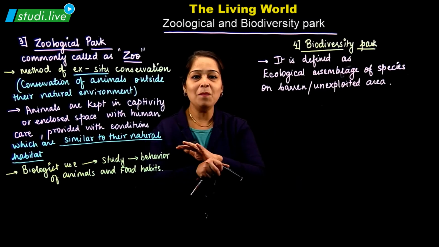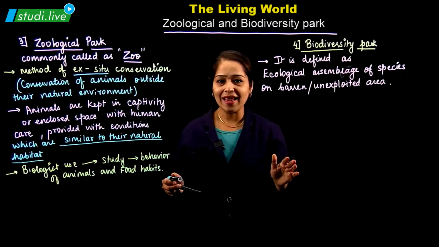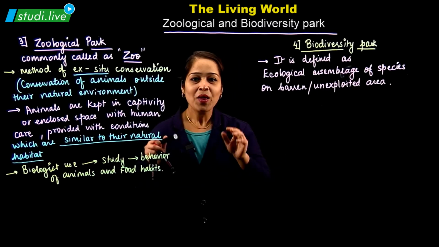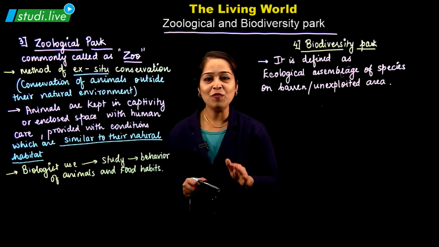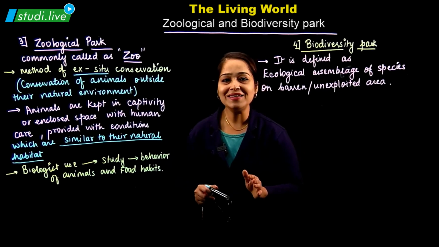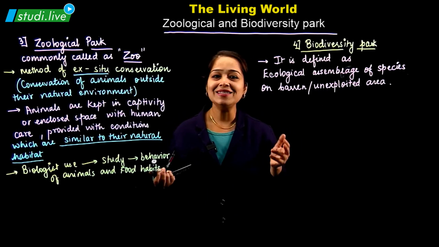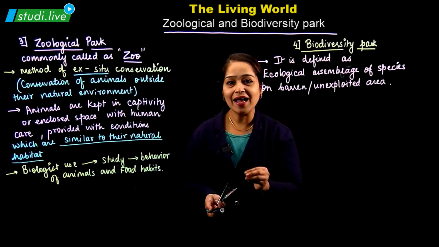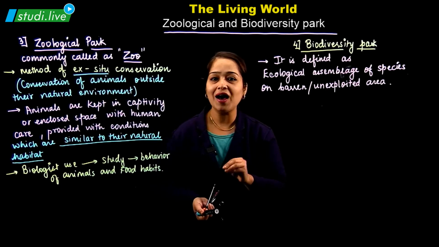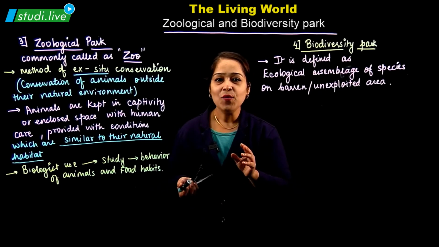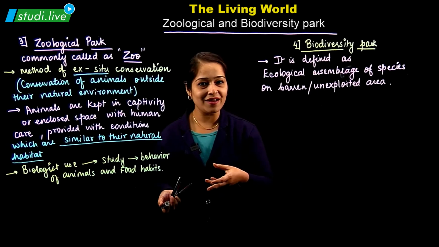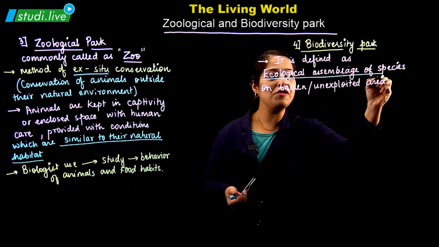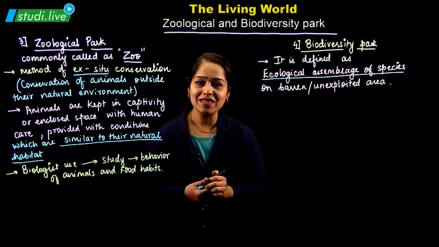Soon we can see a barren or an unexploited area is converted into a good biodiversity park, wherein we will have different type of animals, different type of plants which are going to help us to increase our biodiversity. So this is a very important aspect which should be done to preserve our biodiversity. In a barren area where there are no plants, plants are introduced, animals are introduced. So we are doing ecological assemblage of these species. Those species include plants as well as animals.